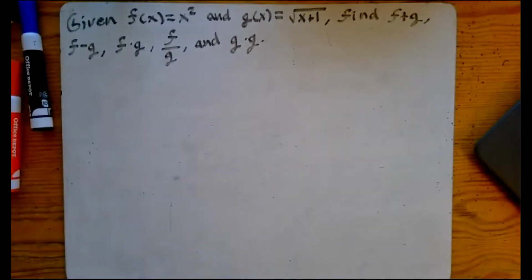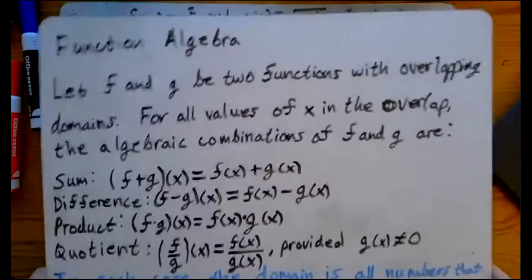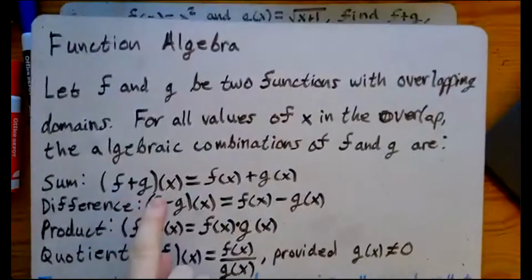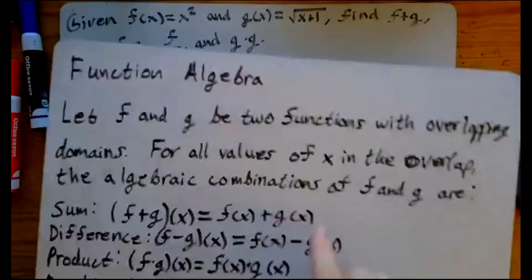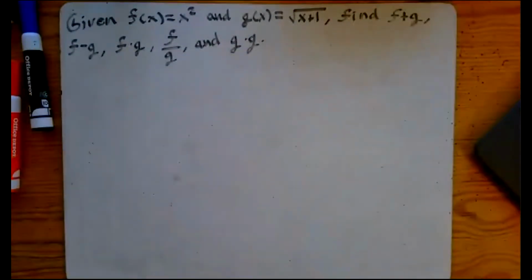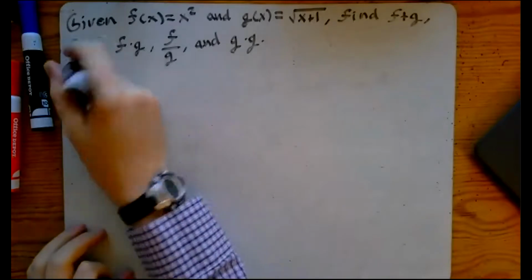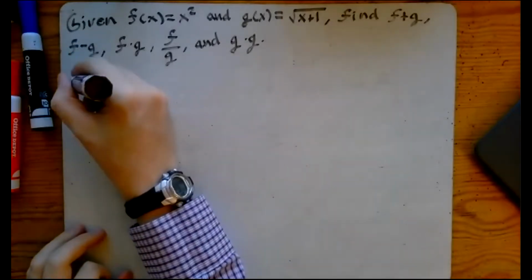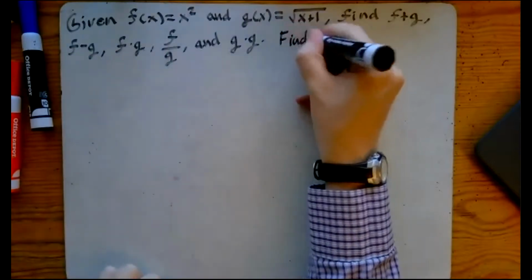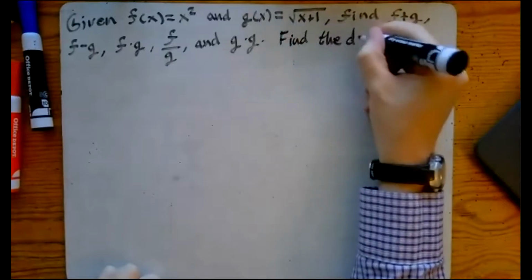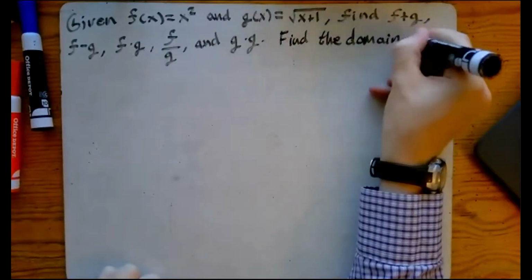All right. So, what is f plus g? Well, to add f and g, to find f plus g using the variable x, you'd simply add the two functions together. We know f of x, we know g of x. Oh, wait, something I forgot to mention. We also need to find the domain.